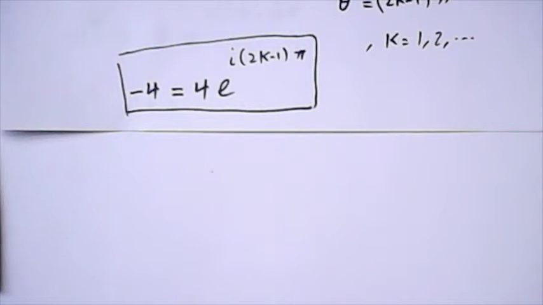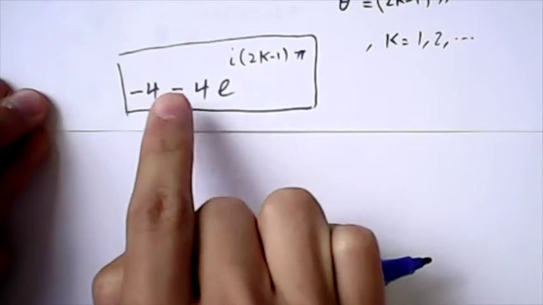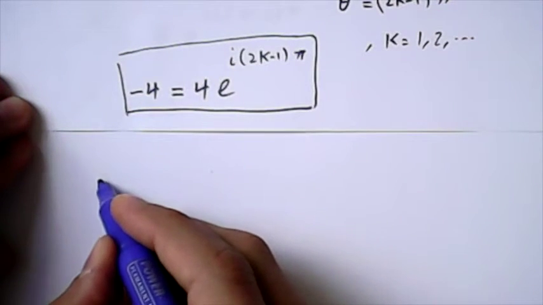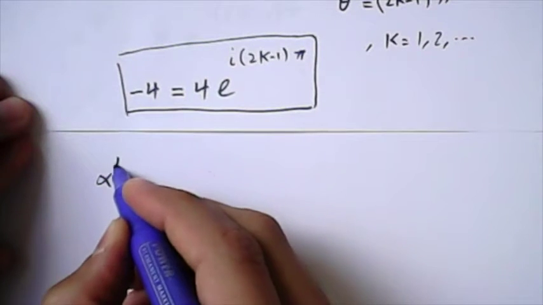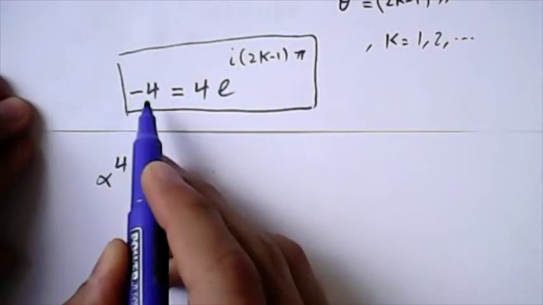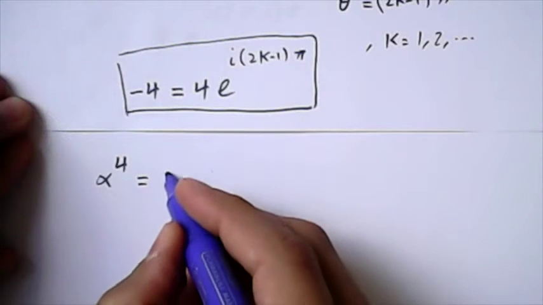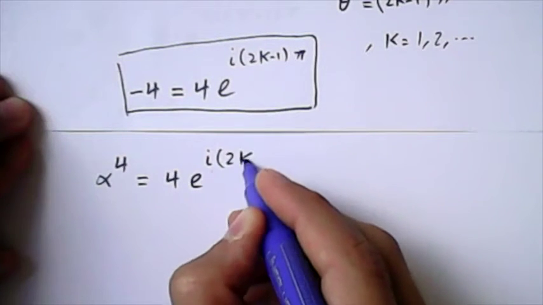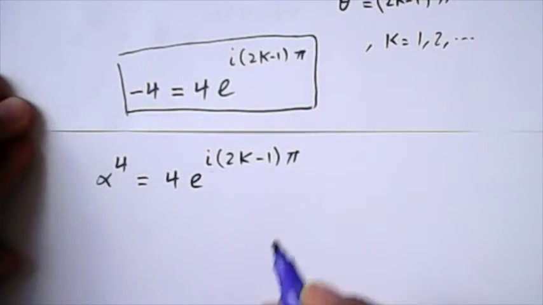So let's start with here. I have written -4 in another form. The question is to find alpha, given that alpha to the power of 4 equals -4. I'm going to write it in this manner: 4 times e to the power i(2k minus 1)π.